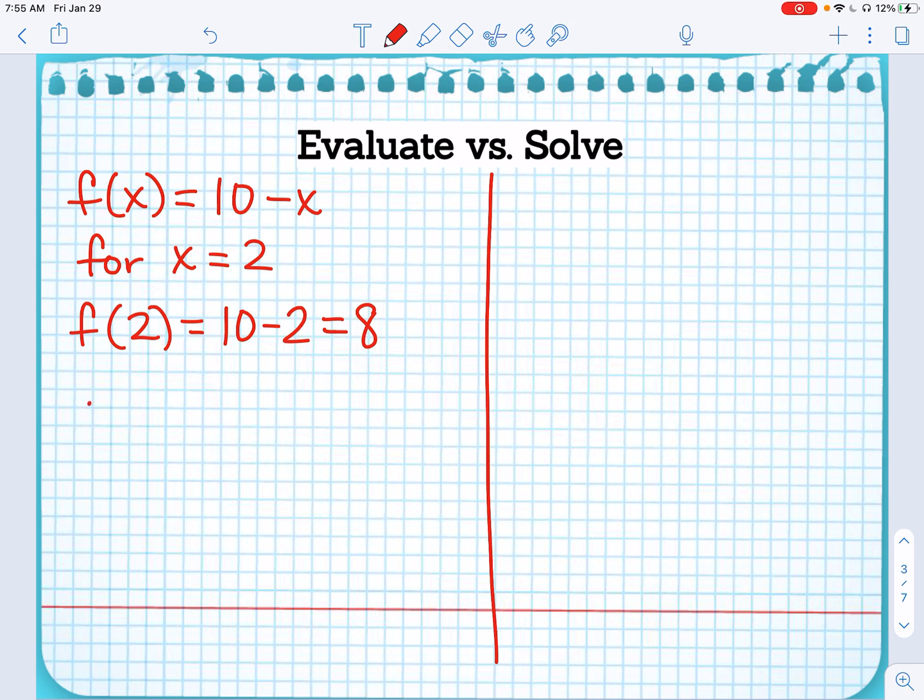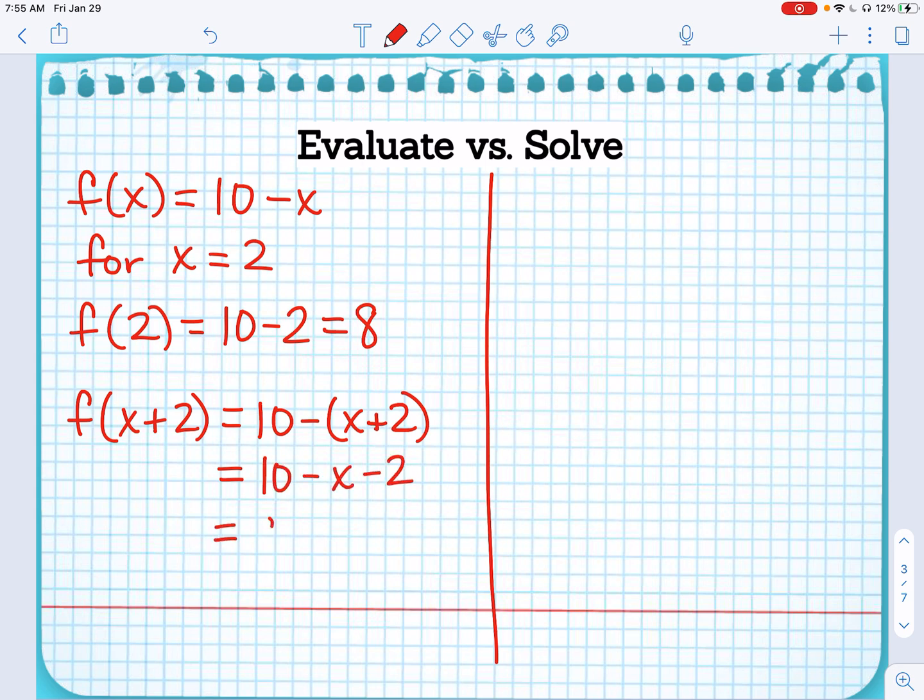In more advanced math, you can evaluate for expressions like f of x plus 2. So if we use that same function, f of x plus 2 would be 10 minus the quantity x plus 2, which is 10 minus x minus 2, 8 minus x. So that's evaluating. It's finding the value of a function at a point.